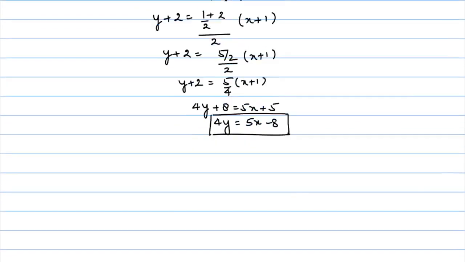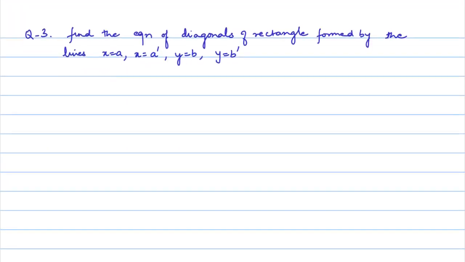Let's take more questions on 2-point form. Suppose we have to find the equation of diagonals of a rectangle which is formed by these lines. Now if you look closely, what is this? x is equal to a is a line parallel to the y-axis. This x equal to a dash is also a line parallel to the y-axis. Similarly, y is equal to b is a line parallel to the x-axis, and y equals b dash is also a line parallel to the x-axis.